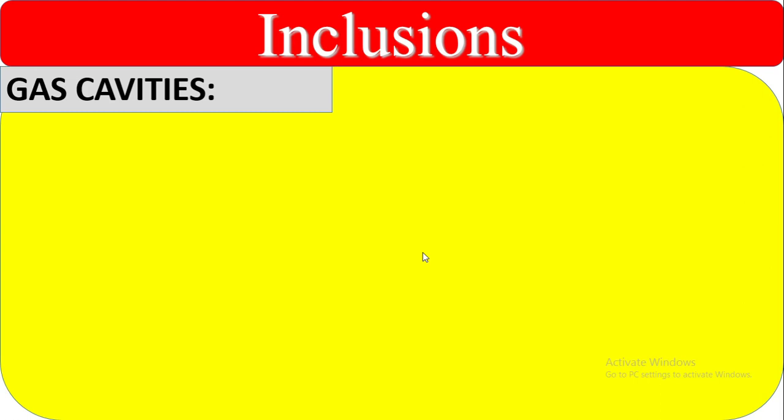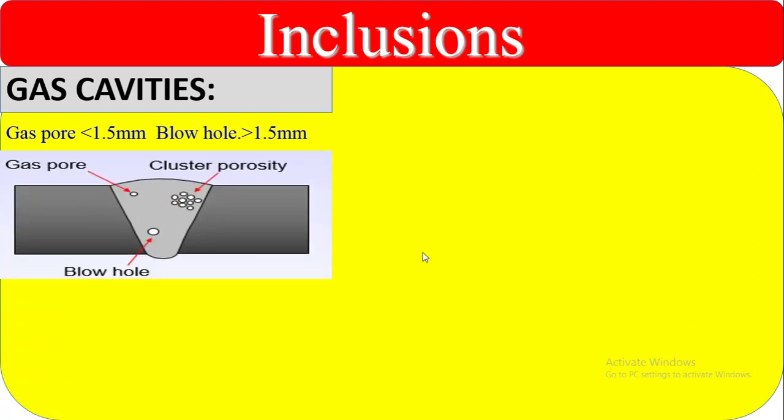Inclusion, a gas cavity is one of the examples. What are gas cavities? Gas pores, less than 1.5 mm, and blowholes, greater than 1.5 mm. So this is the acceptance criteria. You can understand, you see gas pores and the blowhole. This is an example. Gas pore is less than 1.5 mm and the blowhole is more than 1.5 mm. So this is the gas pore and blowhole acceptance criteria.